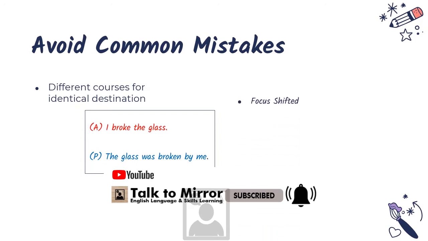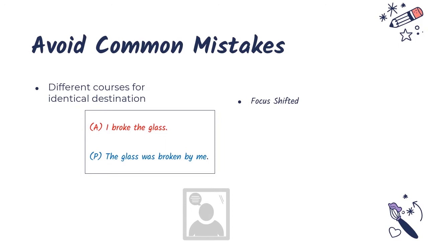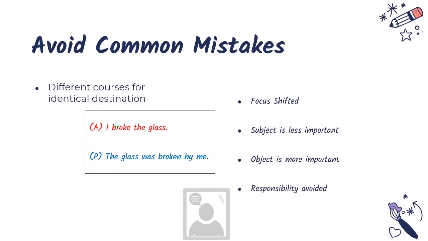For example, the focus is shifted. First, the focus was Jenny, and in passive voice, the focus is on the glass. Subject is less important in passive voice. In fact, object is more important. It is used to avoid responsibility. Actually, we can use it to avoid responsibility. In Jenny's case, the responsibility for the glass is on her, but she tried to avoid it.